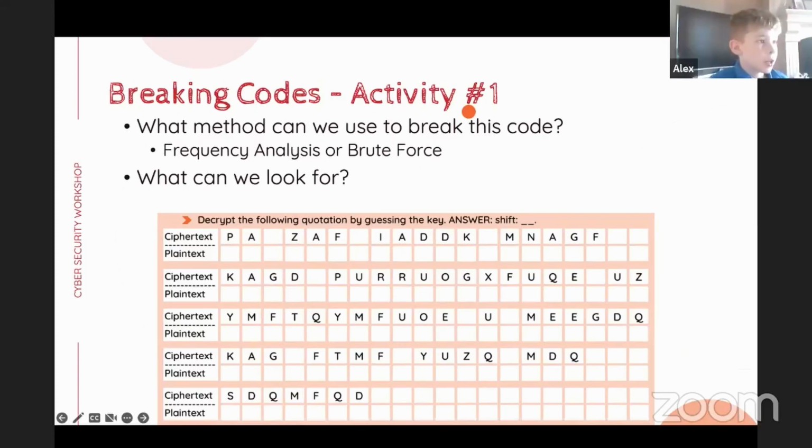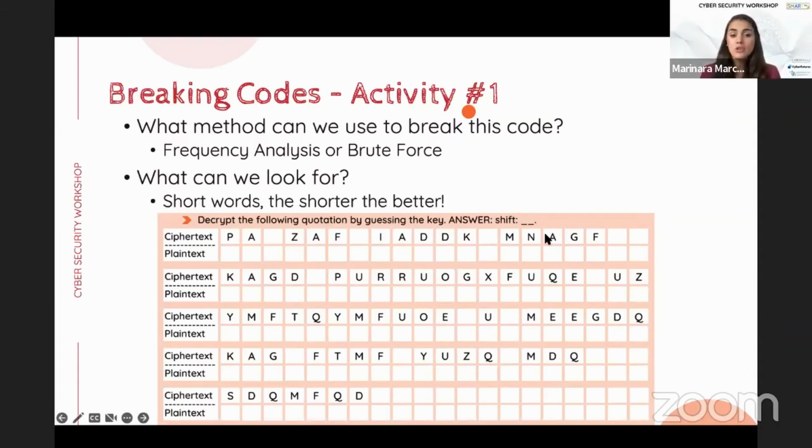Maybe look for shorter words, because say the PA, it's not going to be an efficient or big long word. It's only going to be quick and easy. Yeah, it's going to be like he, or is, at, something like this. Exactly, that's great. So we're looking for short words, and the shorter, the better, right? And we know all the words in English, so we can figure this out, okay?